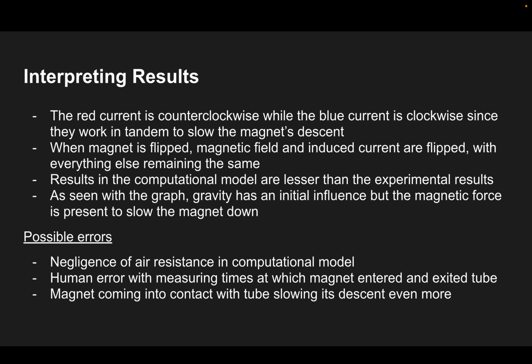And as seen with the graph, gravity has an initial influence, but the magnetic force is present to slow the magnet down. And there may be a couple reasons why that computational model is a lot lesser than the experimental results, being negligence of air resistance in the computational model, maybe some human error with measuring times at which the magnet entered and exited the tube, and also the magnet coming into contact with the tube, which would slow its descent even more.